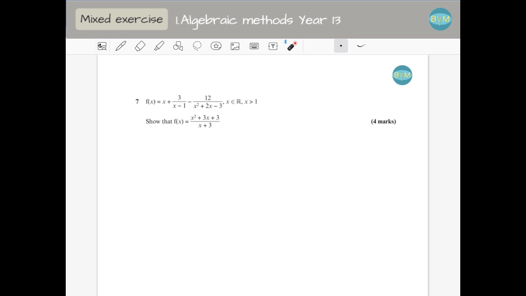Hello, this is question 7 on your mixed exercise 1 from year 13. You have this function here, which is these three terms added together, yeah? So that f(x) can be written this way. So we have algebraic fractions that we have to add.